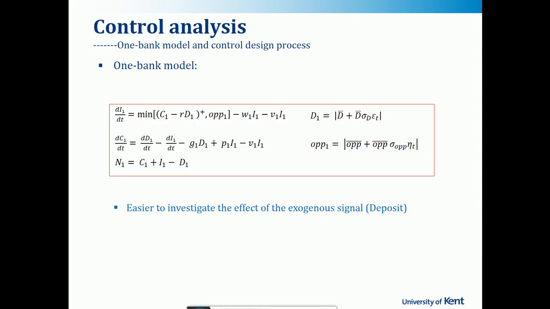Moreover, it is easier to investigate the effect of extraordinary signal, which is deposit, on the bank's cash and investment, since there are no interbank borrowing and lending effect. Importantly, the one-bank model allows a simple and analytical implementation of the stability analysis, which can be used also for more complex multi-bank model.